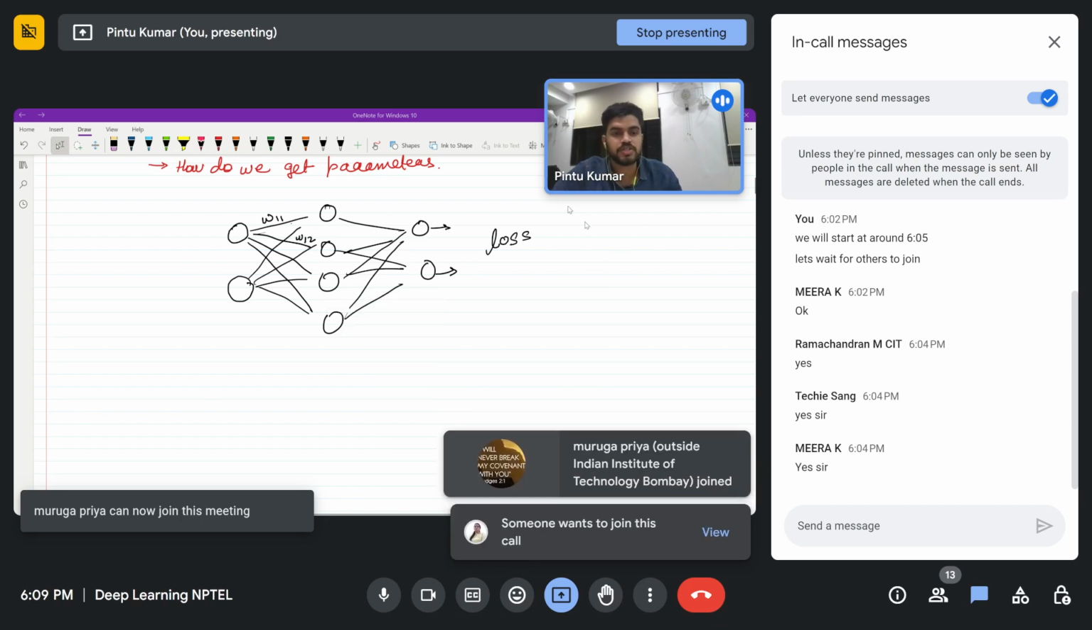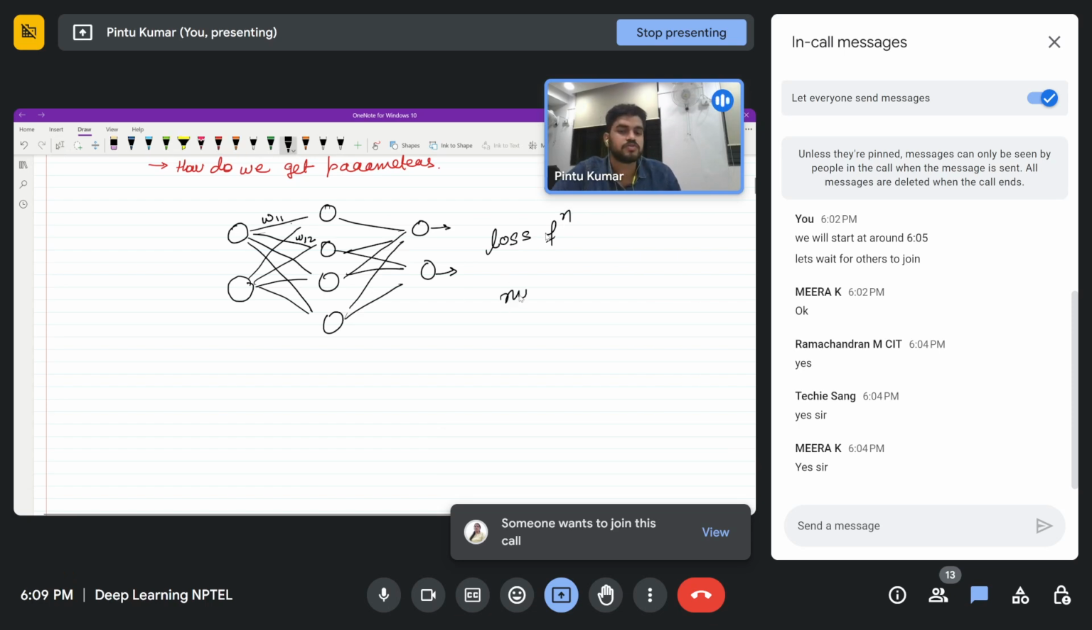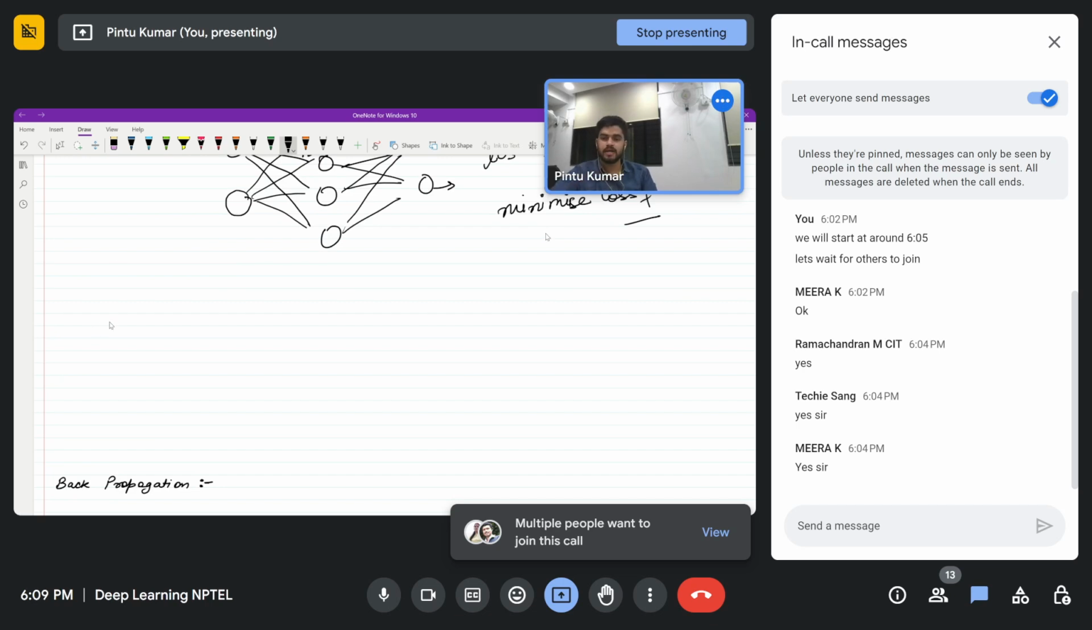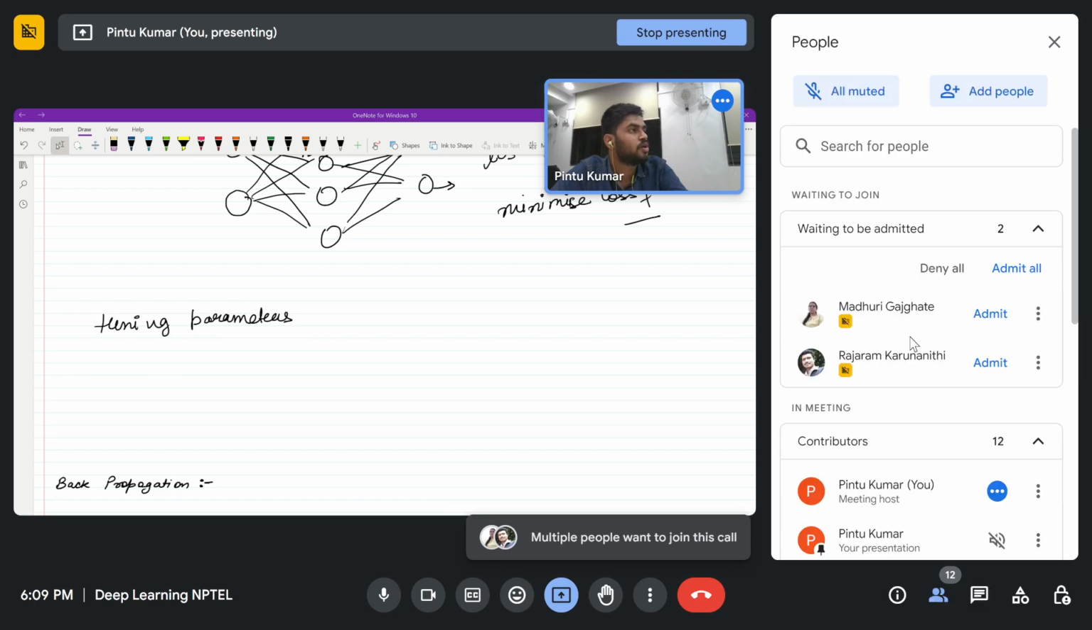So we have a loss function associated with your model, and we want to minimize this loss function. This is what we did in the last class. Now, how do we minimize? We minimize by tuning our parameters. What are the parameters for this neural network that I just drew? It is all the weights as well as the biases that we have in the network.